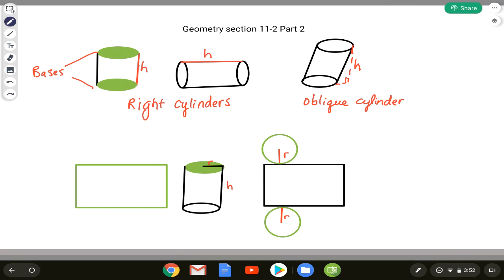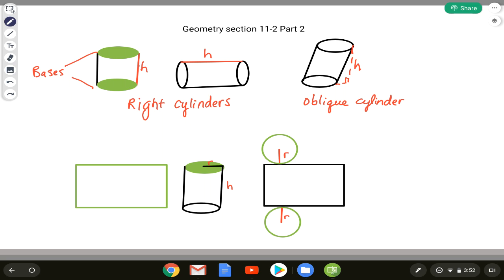Okay, now we're going to finish section 11.2. We looked at prisms, how to find the lateral and surface area, in the last part of the video. And now we're going to look at cylinders. They're very similar to the prisms. It's just that this time the bases are always circles.